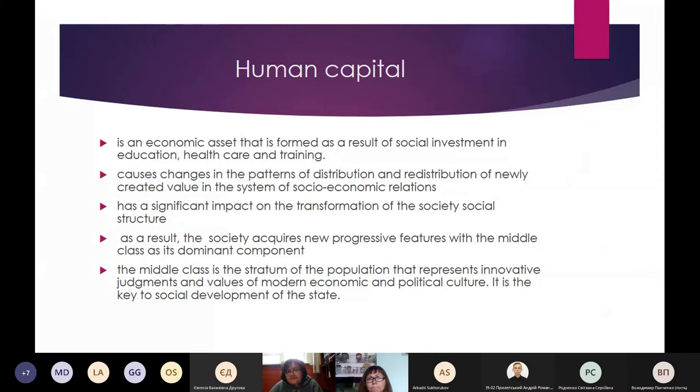We consider human capital in our research as an economic asset that is formed as a result of social investment in education, healthcare, and training. It has a significant impact on the transformation of the society's social structure, and as a result, the society acquires new progressive features with the middle class as its dominant component. The middle class is considered to be the stratum of the population that represents innovative judgments and values of modern economic and political culture.